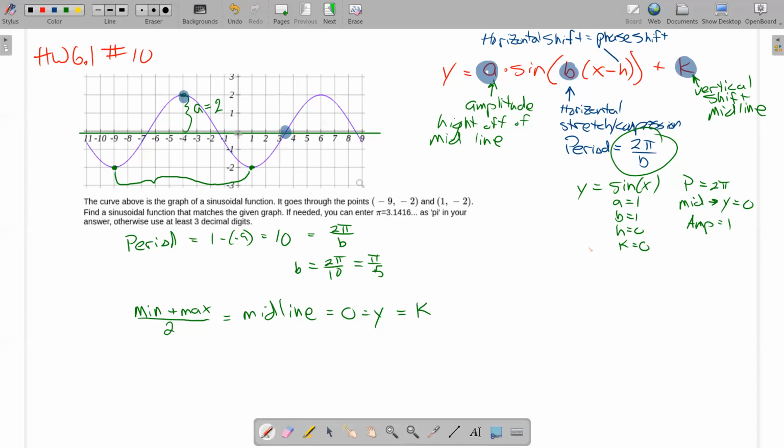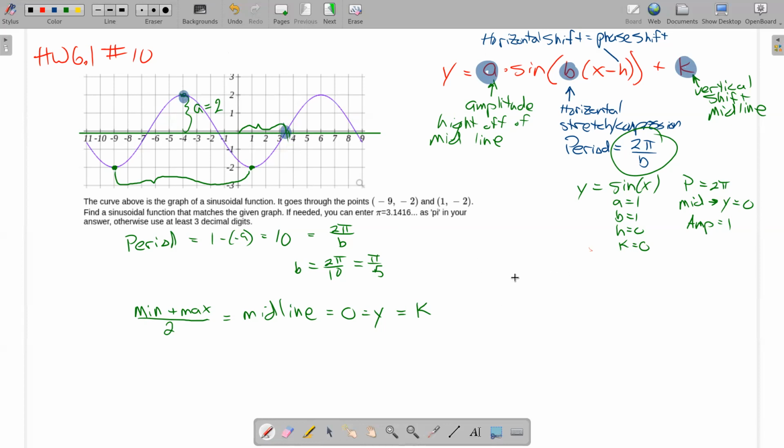So the shift for the sine function would be from here to there. And that looks to me like 3.5. Let's see. Yeah, I think that's about 3.5. Otherwise, if I think about the cosine, that would be a shift of 4. I'm going to try the shift of 3.5 there and see what happens.